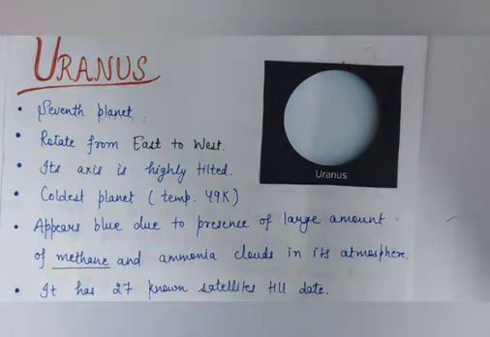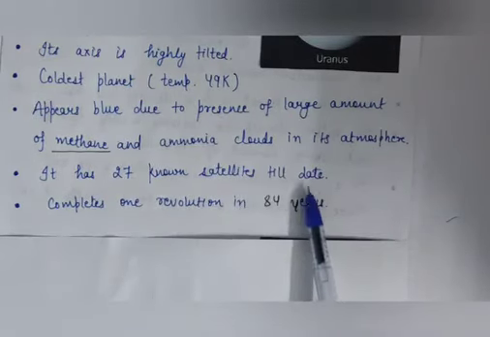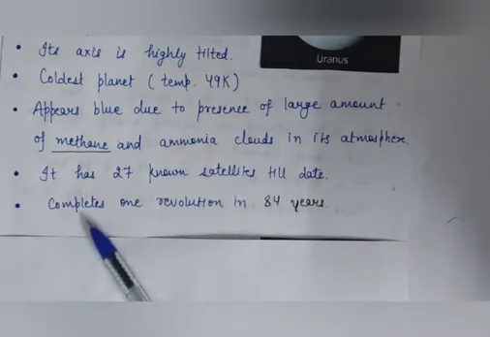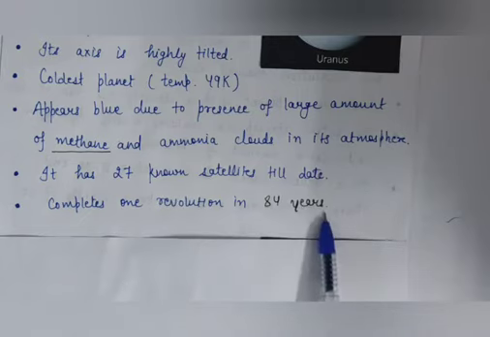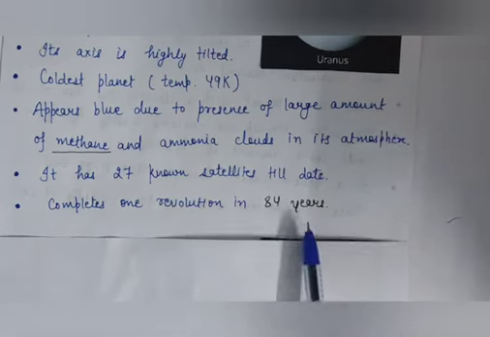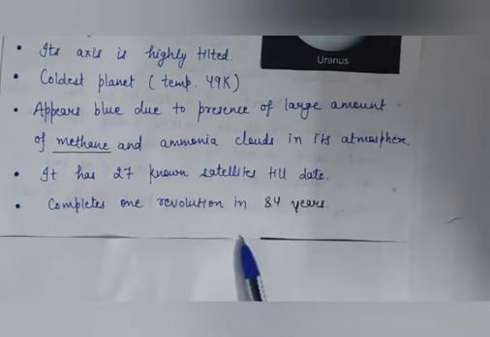It has 27 known satellites to date, and it completes one revolution in 84 years. It revolves around the sun every 84 years. Why? Because it is very far away from the sun. That's why it takes more time to complete one revolution.